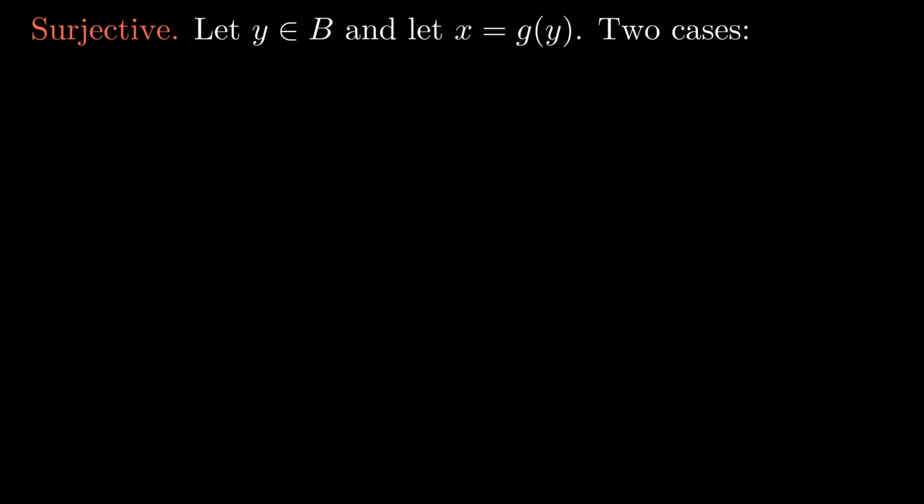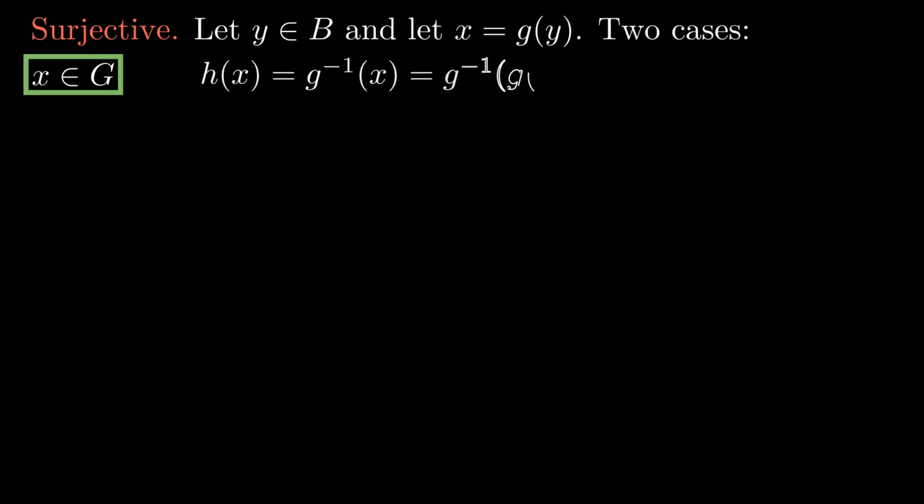So let y be in B. Let x equal G of y. There are two cases. The first case is x is in G. But notice that if x is in G, then H of x is G inverse of x. X was G of y, so that's G inverse of G of y, which is y. And there you go. That's a point that maps to y under H. The case where x is in R is a bit trickier.